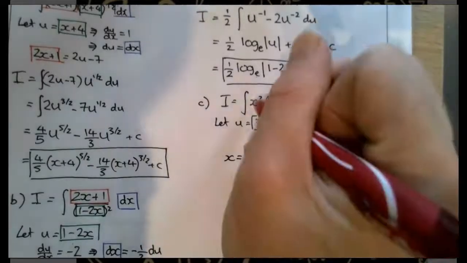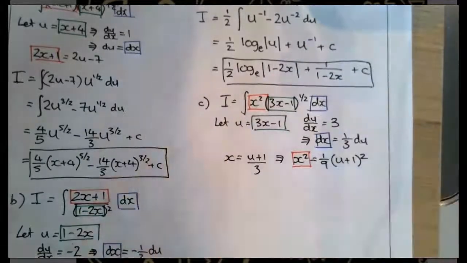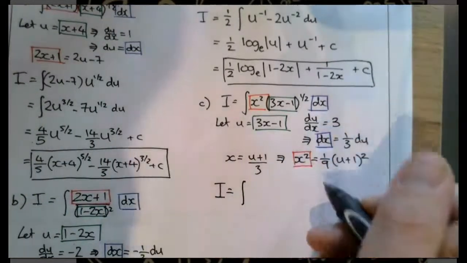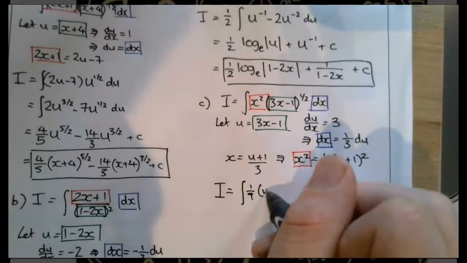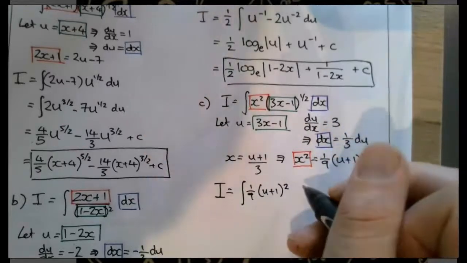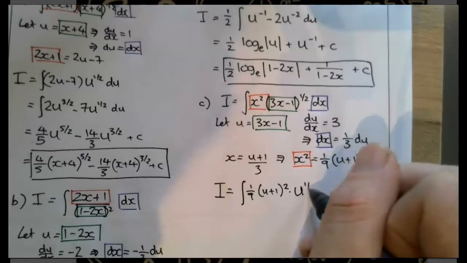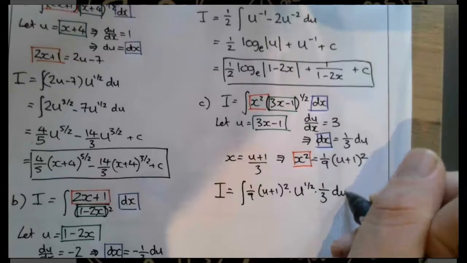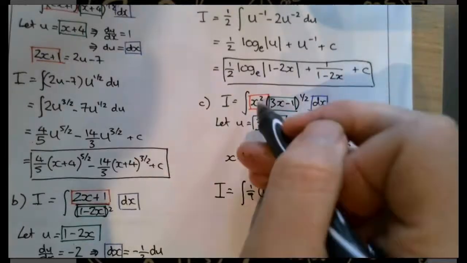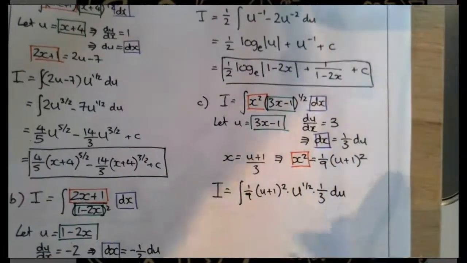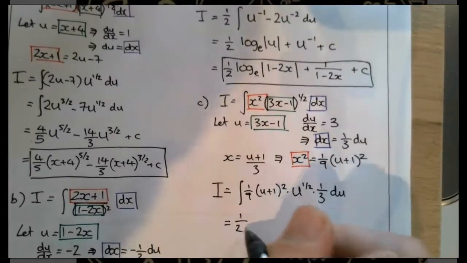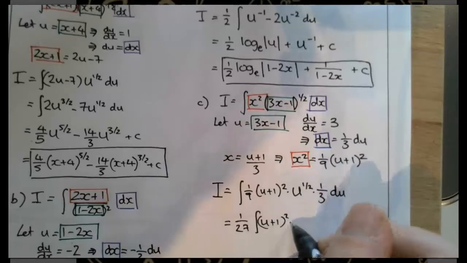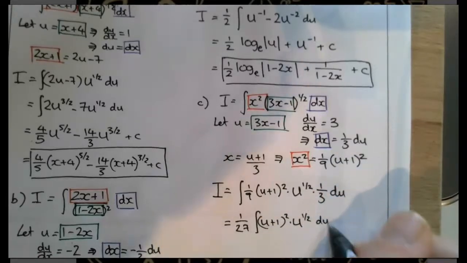I now have x squared in terms of u, so I can make my substitution. The integral is 1/9 (u plus 1) squared times u to the power of a half times 1/3 du. Substituting in for each of my parts, what am I left with? 1 over 27 times the integral of (u plus 1) squared times u to the power of a half du.